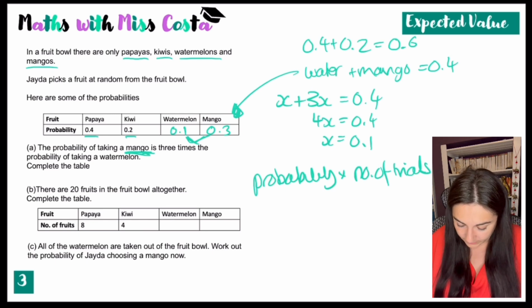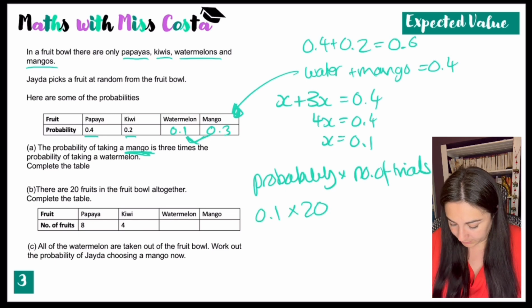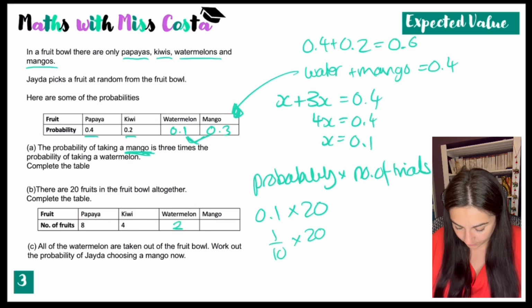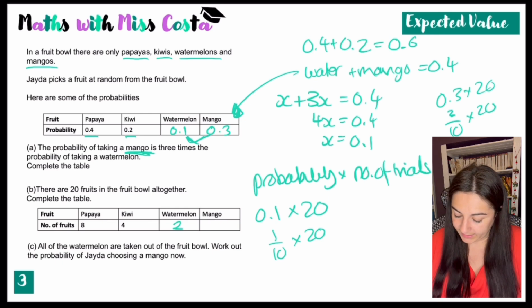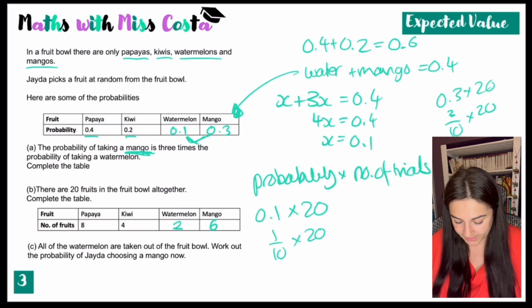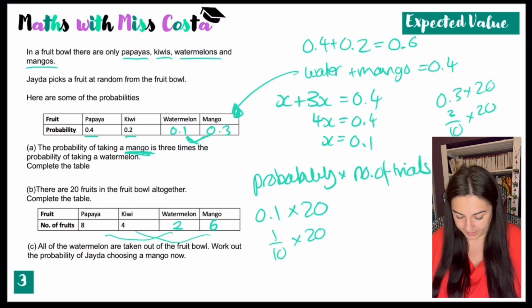So 0.1 times by 20, well, a tenth times by 20 is 20 divided by 10. So watermelons, there'd be 2 of them. And 0.3 times by 20, that's 3/10 times by 20. So 60 divided by 10 would be 6. Let's just double check. Do they all add up to 20? So 8 plus 2 is 10. 4 plus 6 is 10. Yep, they add up to 20.